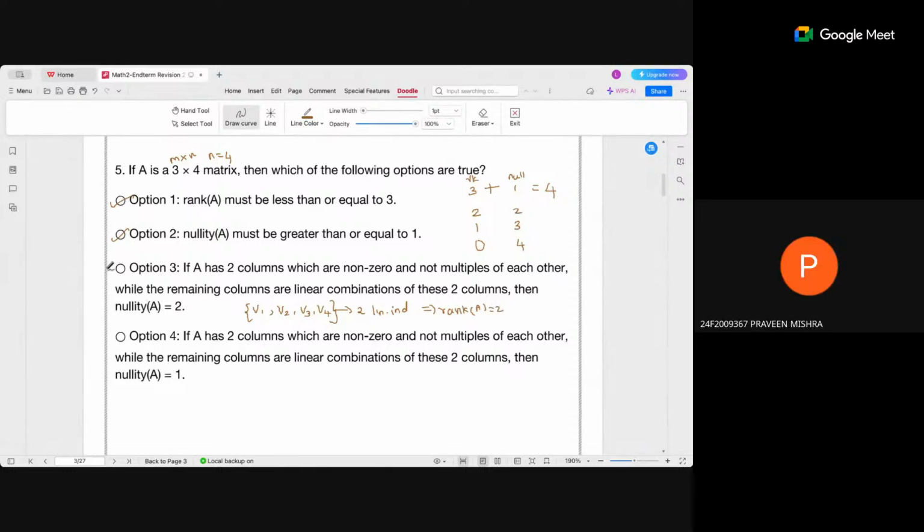Here the same statement is given with nullity 1. So this is incorrect. This is clear, right? Okay.